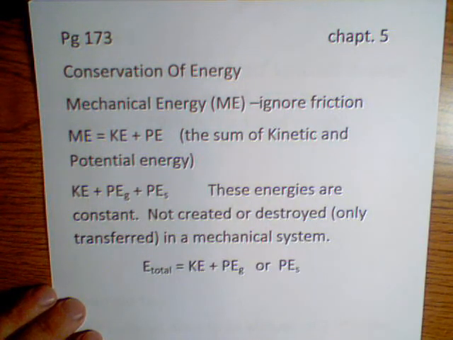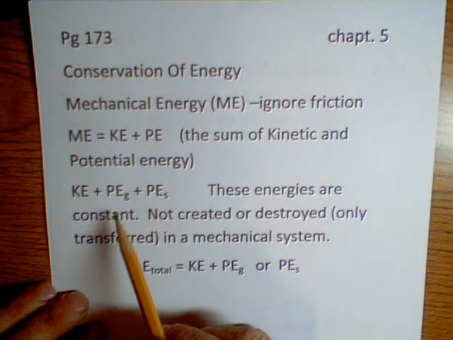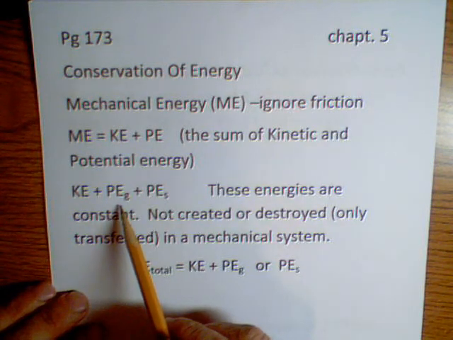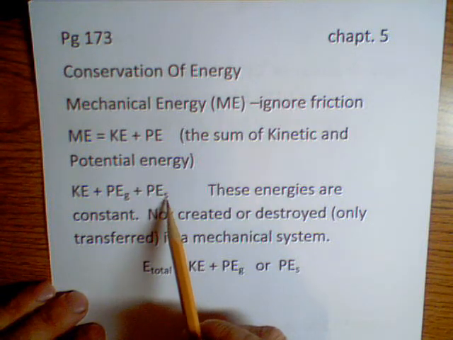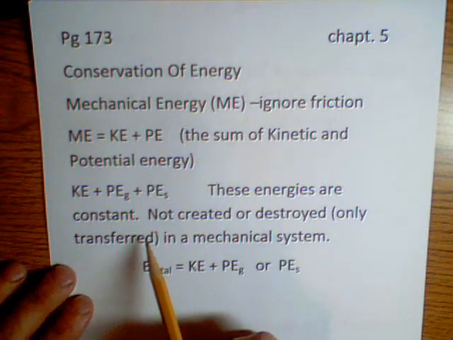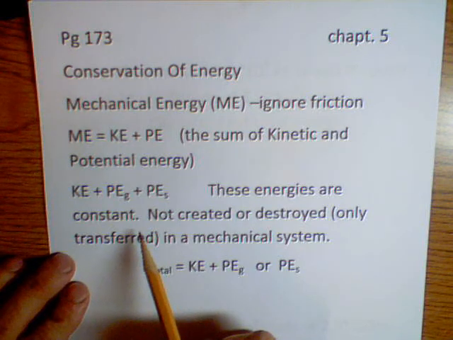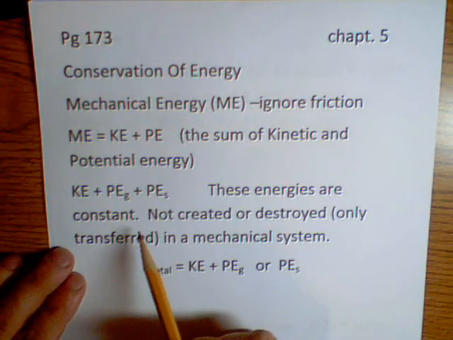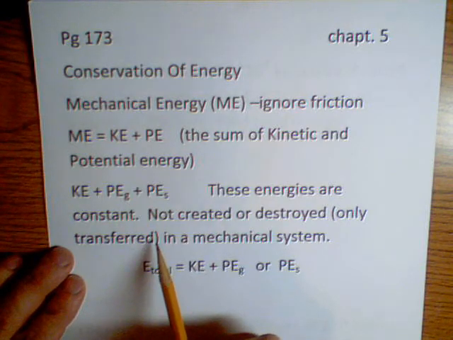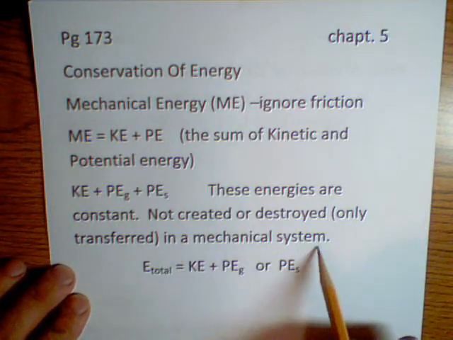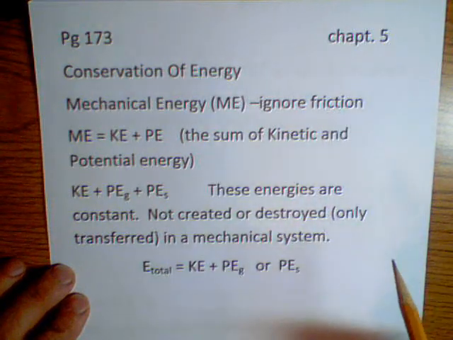Now, kinetic energy plus the potential energy due to gravity and the potential energy of the spring, these energies are constant. What that means is they're conserved. They are not created nor destroyed, they're only transferred within a mechanical system, ignoring friction, of course.